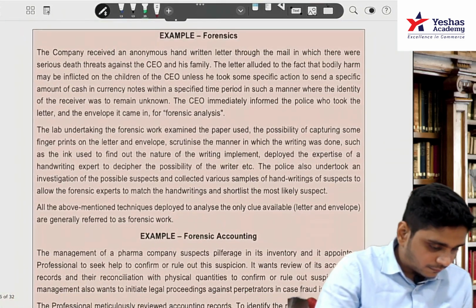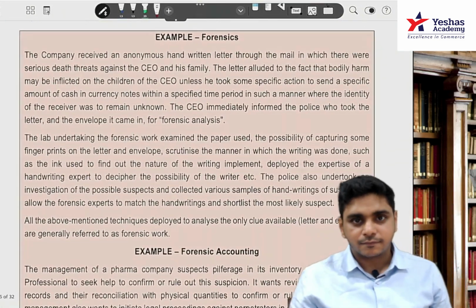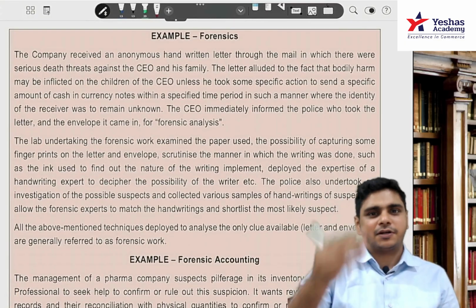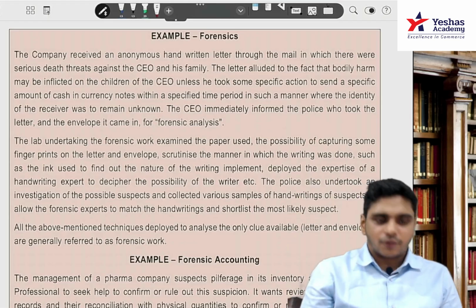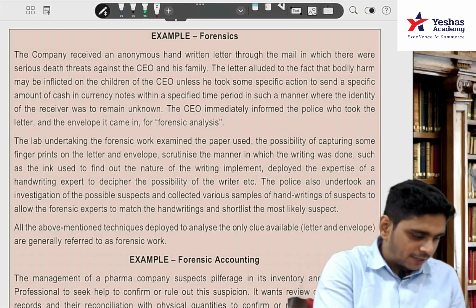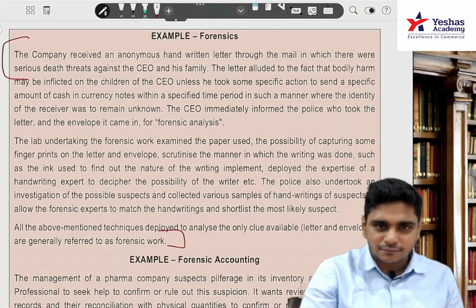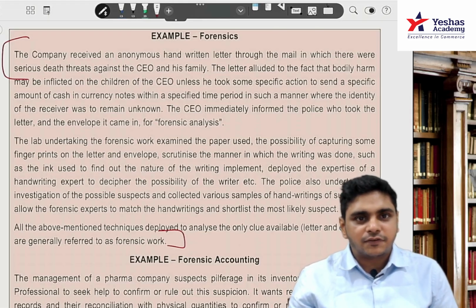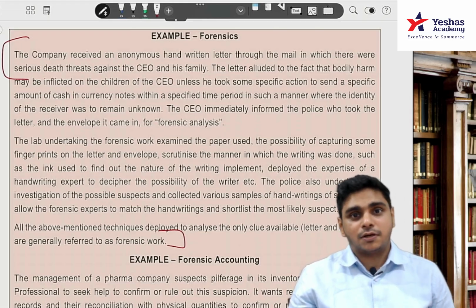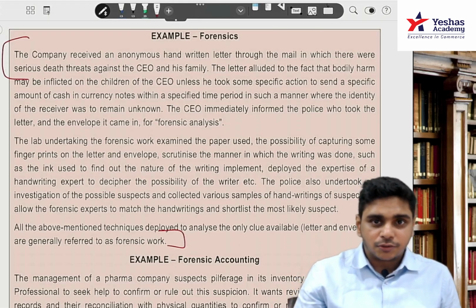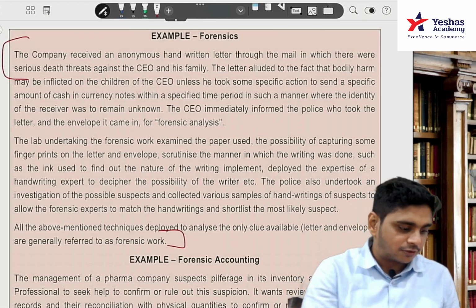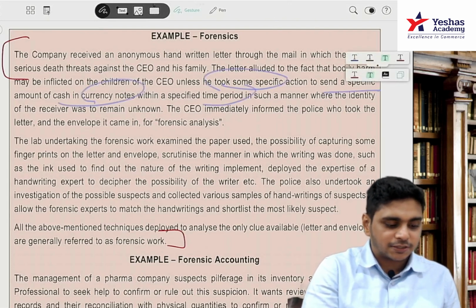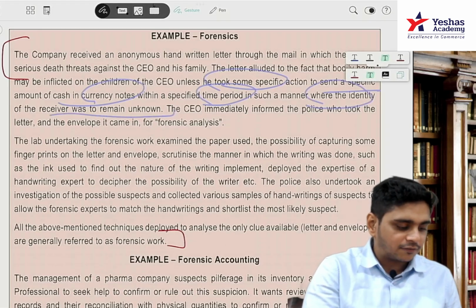Now, forensics. 90% they will use an investigation example, and they will ask us to identify whether it is forensics, investigation, fraud, or forensic accounting. Here this is a hypothetical example, so very rarely they will ask. The company received an anonymous handwritten letter through email in which there were serious death threats against the CEO and his family. The letter alluded to the fact that bodily harm may be inflicted on the children of the CEO unless he sent a specific amount of cash in currency notes within a specific time, in such a manner that the identity of the receiver remained unknown.